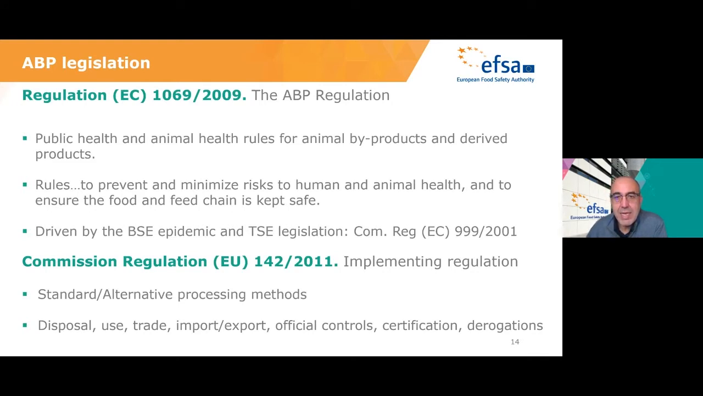So basically, it contains, among others, the standard alternative processing methods of animal byproducts, and then there is a full array of instructions on how to dispose, use, trade, export, import, official control, certification, derogation, etc. So these are the two main pieces of legislation. Can you pass the next one, please?